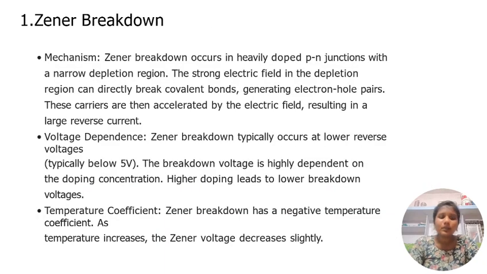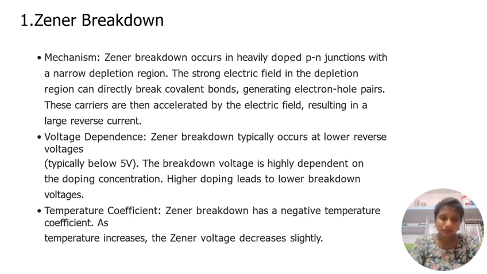Zener breakdown mechanism. Zener breakdown occurs in heavily doped p-n junctions with a narrow depletion region. The strong electric field in the depletion region can directly break covalent bonds, generating electron-hole pairs. These carriers are then accelerated by the electric field, resulting in a large reverse current.